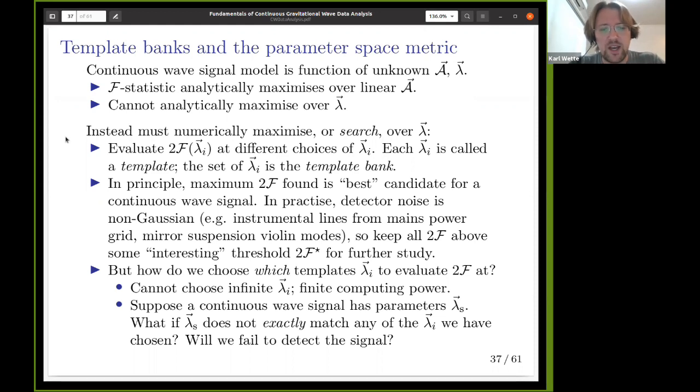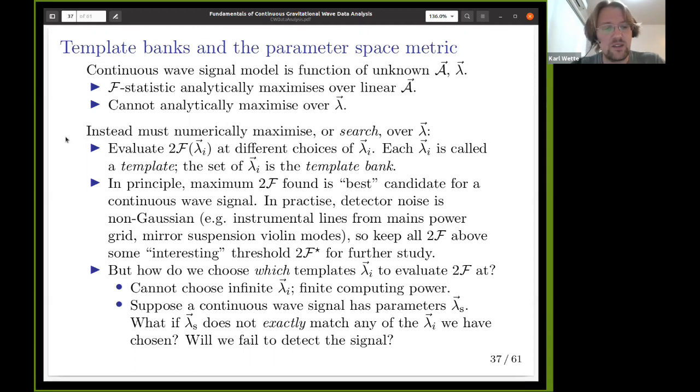But the missing ingredient here is how do we actually choose which templates to evaluate 2F at? Obviously we can't choose an infinite number of templates, because each of them takes a finite amount of time to compute, since we actually have to analyze some data, and we only have a finite number of computers. So one thing you might be concerned about is, suppose we had some signal in the data which has parameters lambda s. What if that lambda s didn't exactly match any of our templates? Would that mean that we failed to detect a signal?